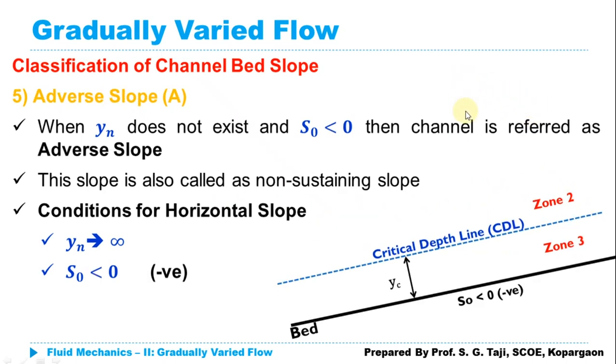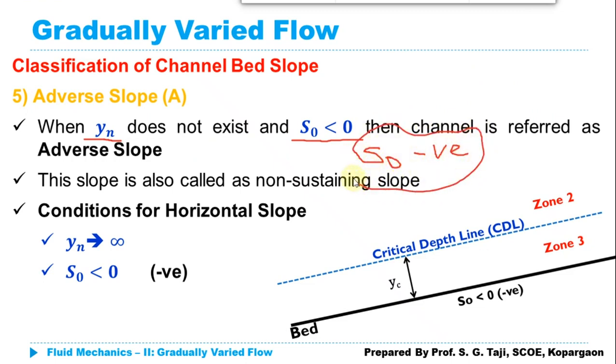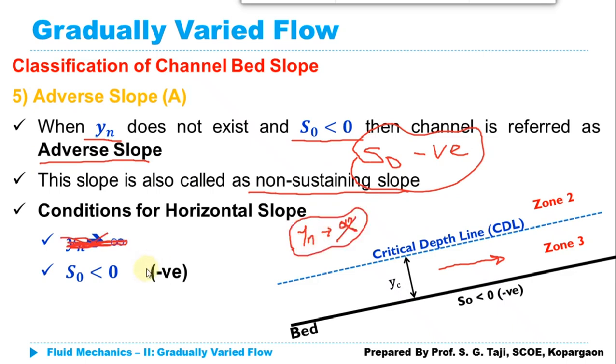Now the last case, that is adverse slope. When yn does not exist and S0 is less than 0, that means the bed slope is negative. In that case the slope of the channel is said to be an adverse slope, and this is also called a non-sustaining slope, because in this case flow cannot be sustained in this direction because the slope is adverse. And if flow cannot be sustained, yn will not exist in this case, and our slope will be less than 0, that means negative.